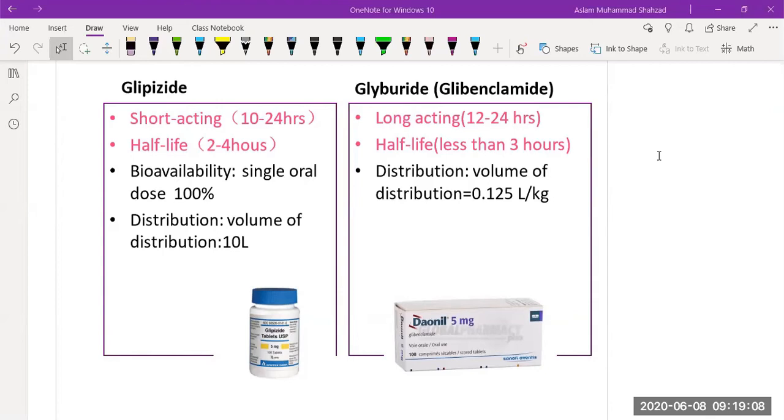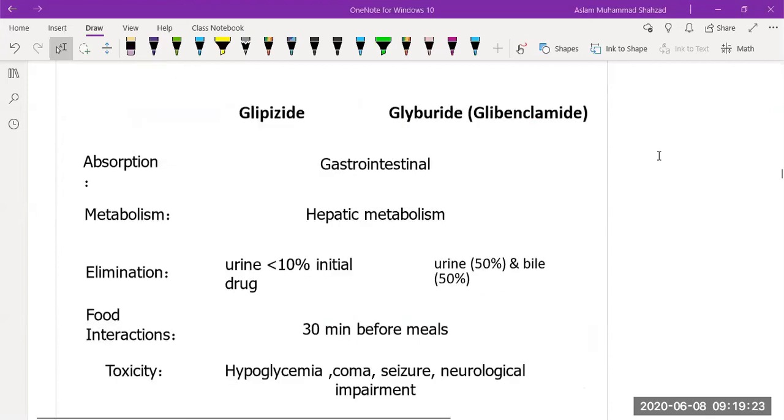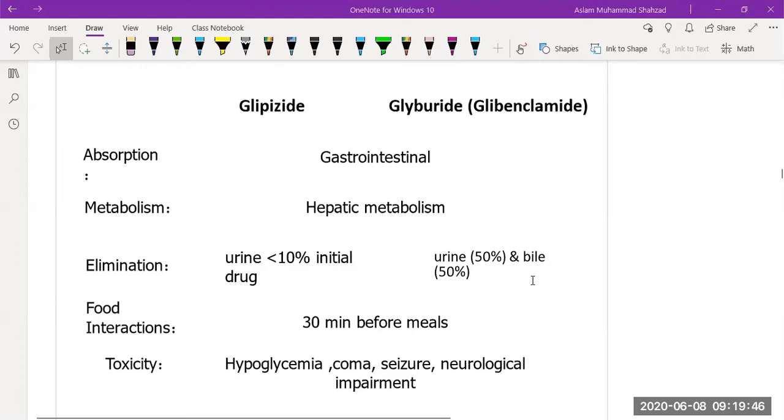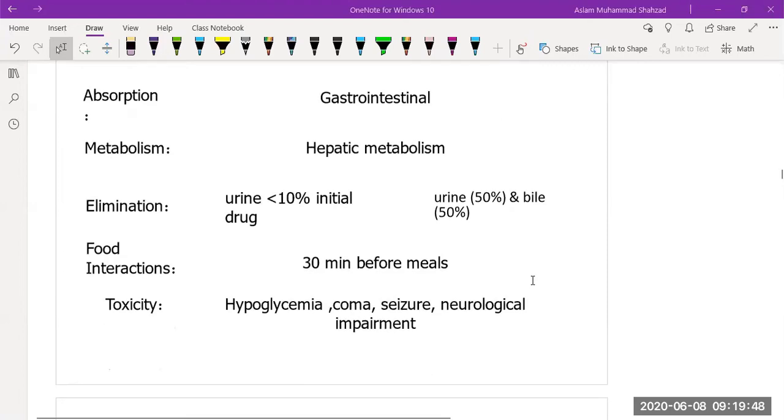Then the bioavailability of glipizide is 100%. Glipizide and glyburide are absorbed in the gastrointestinal tract. Metabolism is through hepatic metabolism, we know that. Elimination is through urine; glipizide urine excretion is initially 10%, whereas glyburide is eliminated with urine and with bile, both of them. For food interaction, we need to give them 30 minutes before the meal.